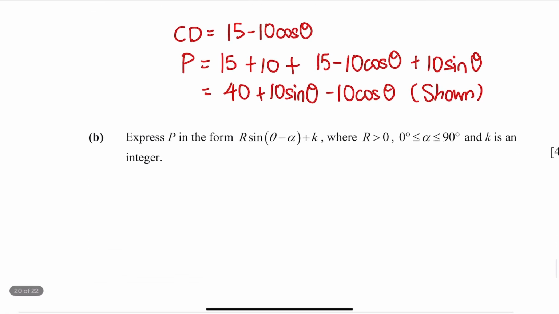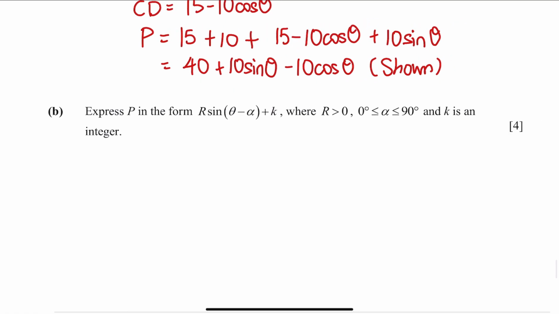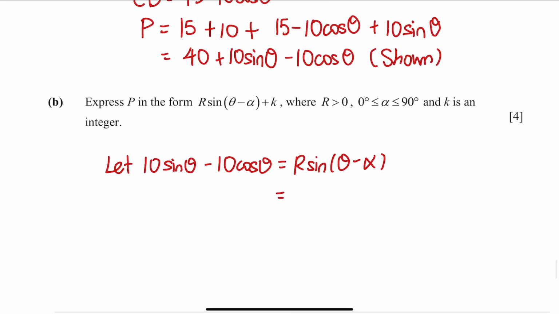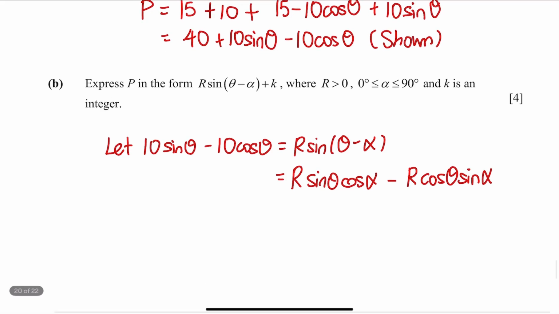Okay, now moving on to part B. Express P in the form of this. So therefore, I want to turn this expression using the R formula to combine them together. I'll let 10 sine theta minus 10 cosine theta be equal to R sine theta minus alpha. Okay, so by the sine subtraction formula, I'll get R sine theta cosine alpha minus R cosine theta sine alpha. Okay, so compare the two terms.